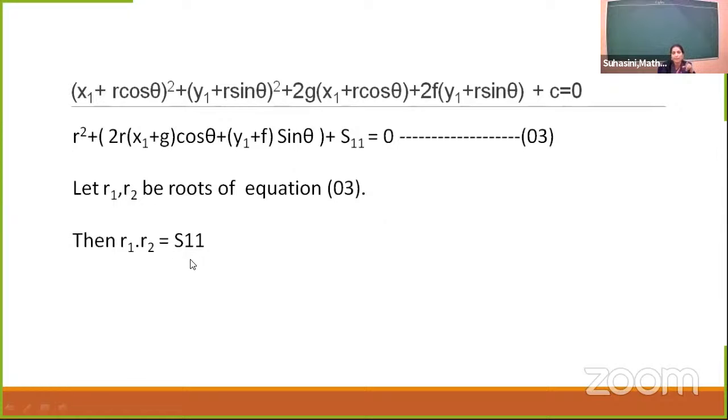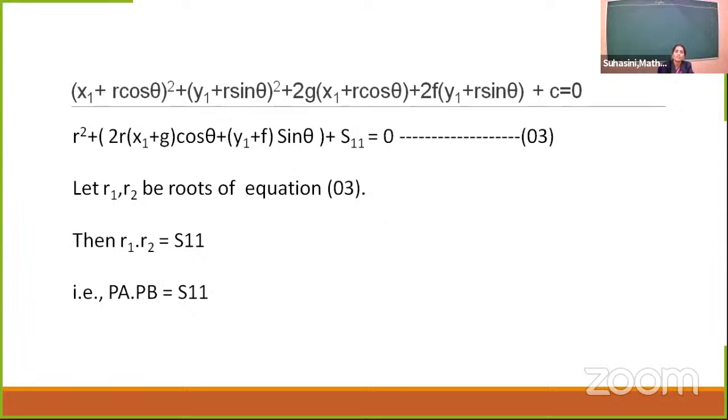I repeat this step again. The product of the roots is equal to c by a. What is c? The constant. In our equation 3, the constant is S11. So S11 by a. What is a? The coefficient of the square term. Here r square is the square term, its coefficient is 1. Therefore, the product of r1 and r2 is S11.